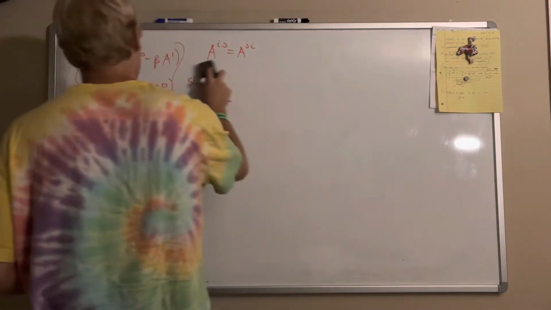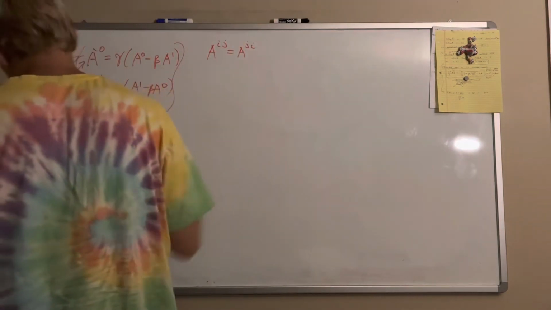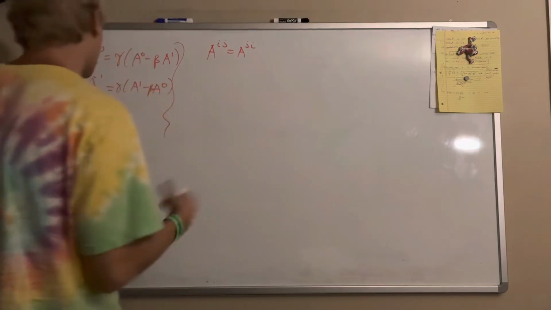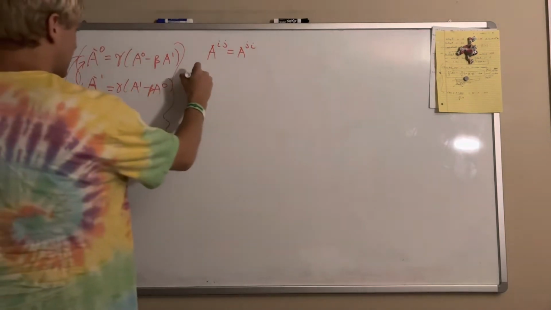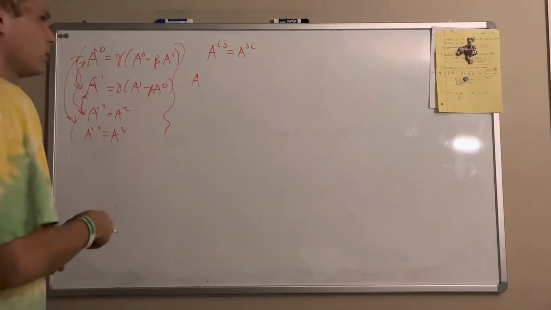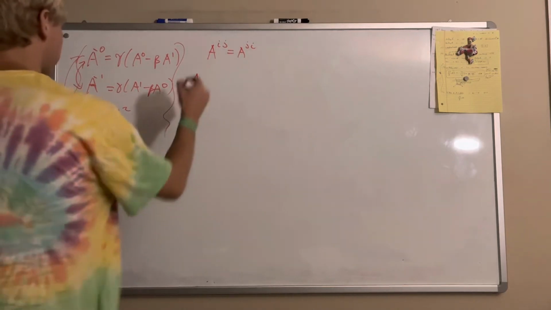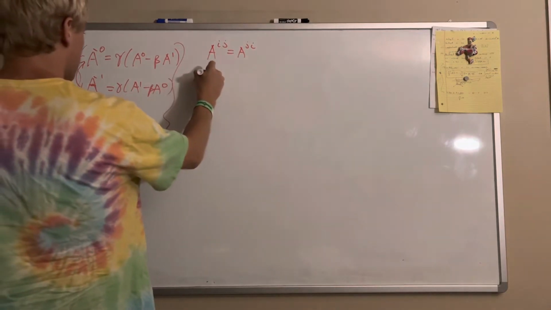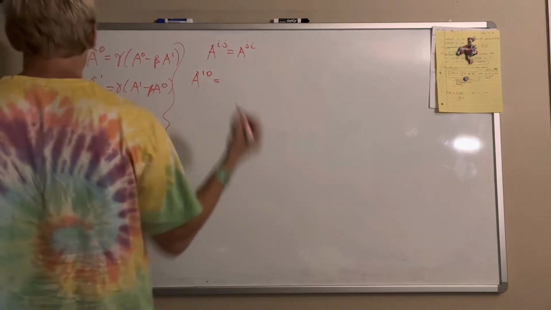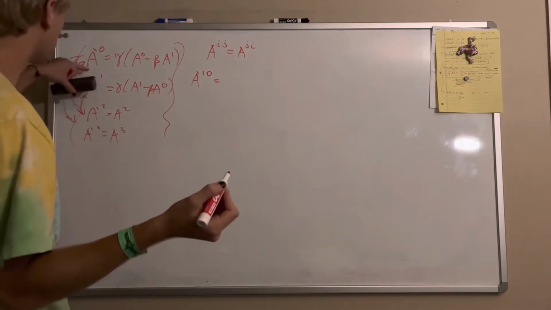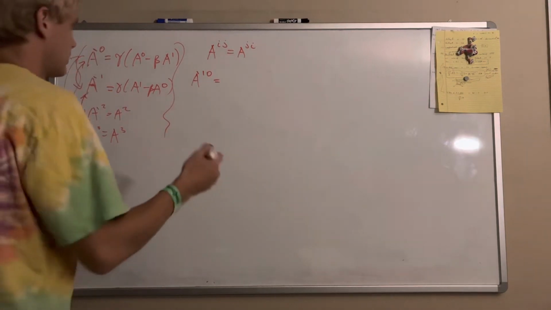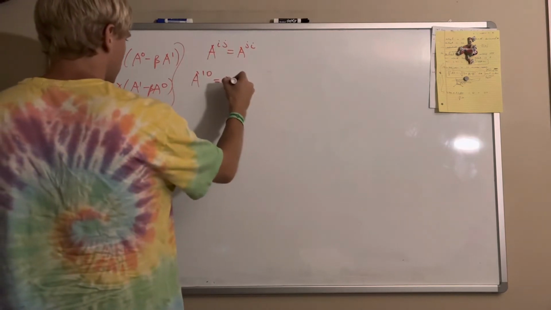Okay. So assuming this is true, let's do it for 1, 0. And like I said, they transform like the product of two four-vector components. So A prime 1, 0, what is that equal to? So I multiply this by this. That's how it's going to transform. That's how it looks.